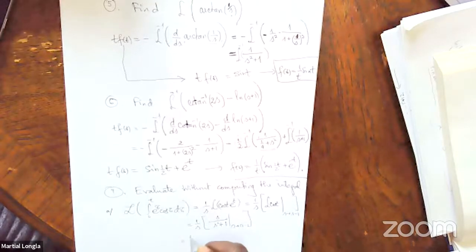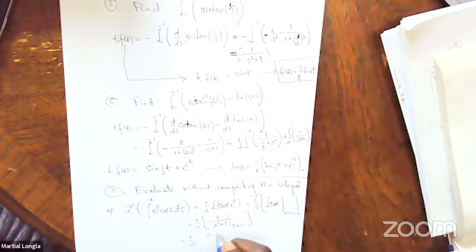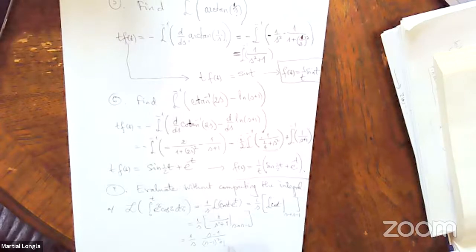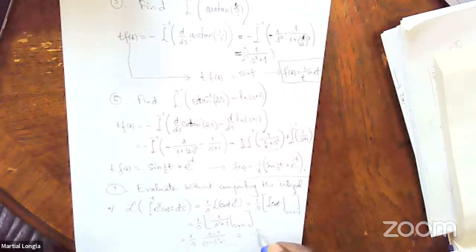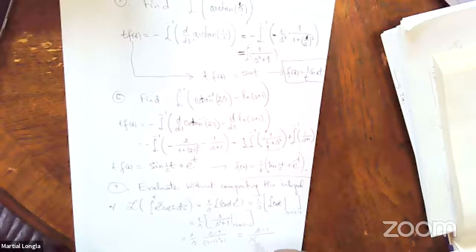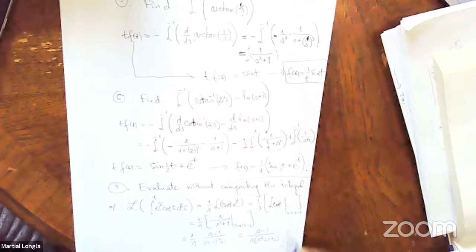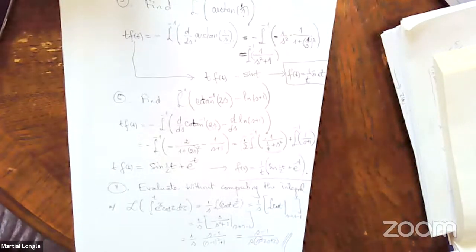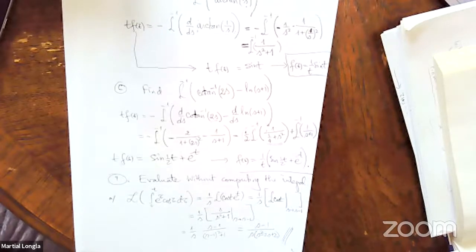And this is 1 over s times (s minus 1) over (s minus 1) squared plus 1, which is nothing but (s minus 1) over s times (s squared minus 2s plus 2). Questions? Any questions?